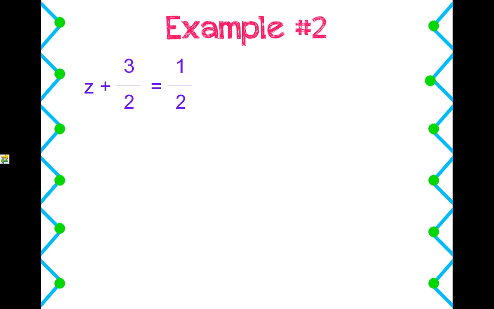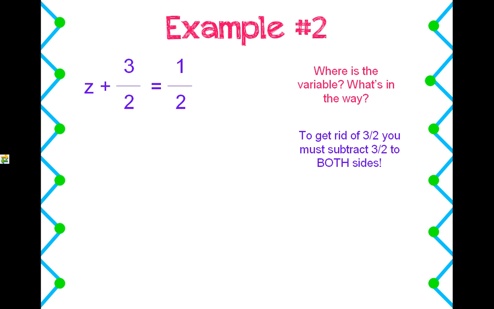Example number 2. We have fractions. Don't let them confuse you. You're still doing the same thing. Where is the variable? What's in the way? Our variable is z, and plus 3/2 is in the way. So how do we get rid of plus 3/2? We do the opposite, the inverse operation. To get rid of 3/2, you must subtract 3/2 from both sides. We're doing the opposite, and what you do to one side, you must do to the other.